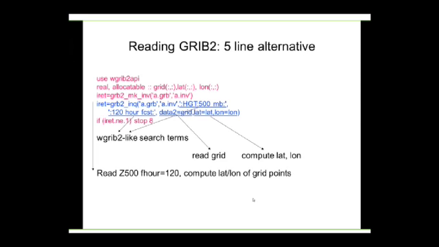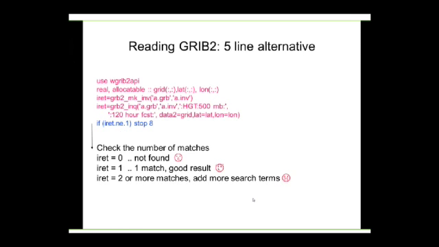Okay, next, the last one is checking to see everything worked out. The return value is equal to the number of matches. Found 0 means you didn't find any, the search didn't work, or your inventory is garbage. 1 is good: I found one record that matched my search terms. If it's 2 or more, I found more than one thing that matched. It could be multiple ensemble members, instantaneous versus averages, or different initial times, time series. So if there's 2 or more, you need to add more search terms.